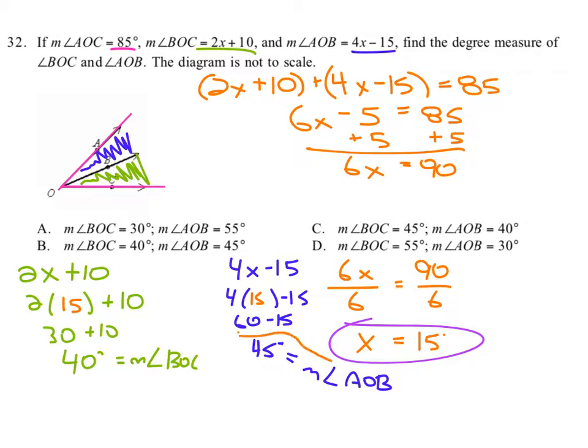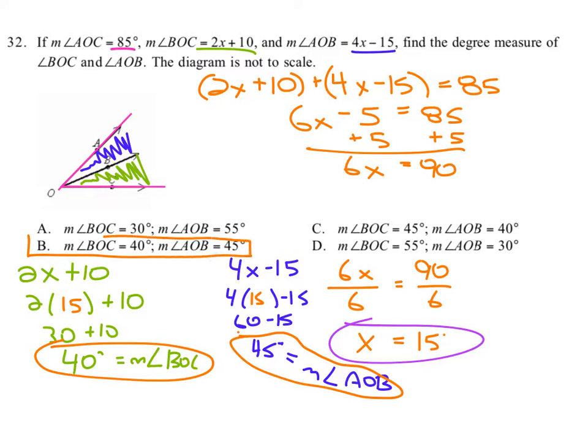Okay? I'm sorry, I had to do that at an angle to keep my work out of the way. So this is what we've got, and this is what we've got. Measure of angle BOC is 40, and measure of angle AOB is 45. That is answer B. So number 32 is B, and we're done.